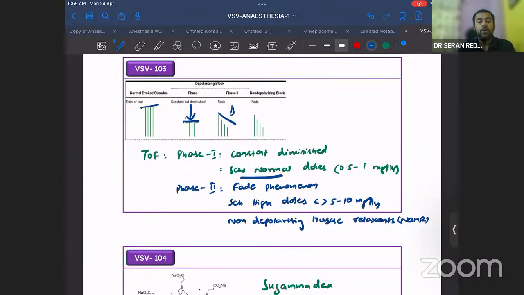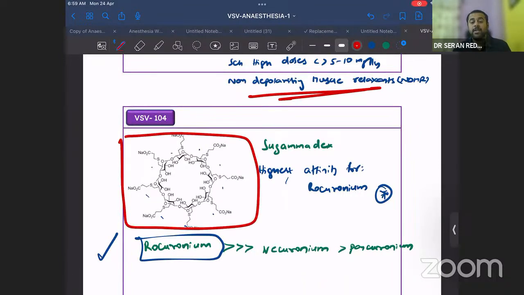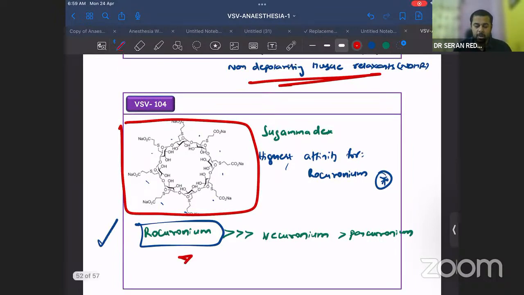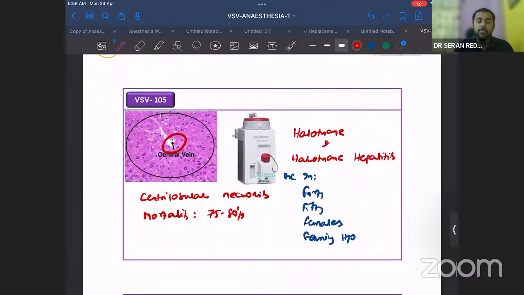Then, as discussed, the train of four: in phase 1, you see a constant and diminished response, seen with succinylcholine at normal doses of 0.5 to 1 milligram per kg. Phase 2 shows the fade phenomenon, seen with succinylcholine at high doses, more than 5 to 10 milligrams per kg, and it is seen in non-depolarizing muscle relaxants. Then, as discussed, Sugammadex is a structure with 8 gamma cyclodextrin, and its highest affinity is for rocuronium, followed by vecuronium and then pancuronium.